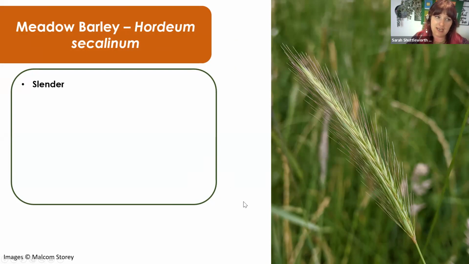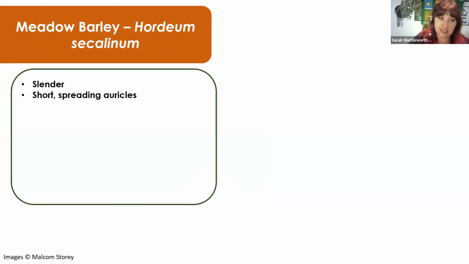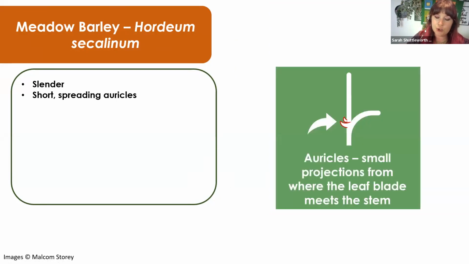So meadow barley. It's a very slender grass. It's quite fine. It's got a real delicateness about it. And one of the things that you can interestingly check out is that it's got short spreading auricles. So if we just remind ourselves what an auricle is, it's basically a small projection from where the leaf blade meets the stem. So it's not the ligule, that is something else.